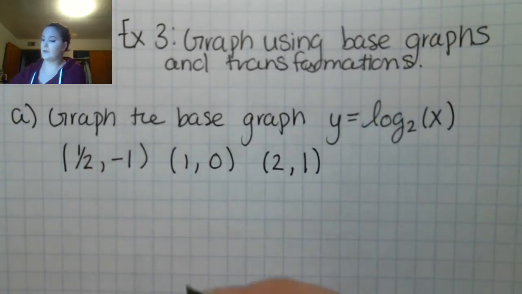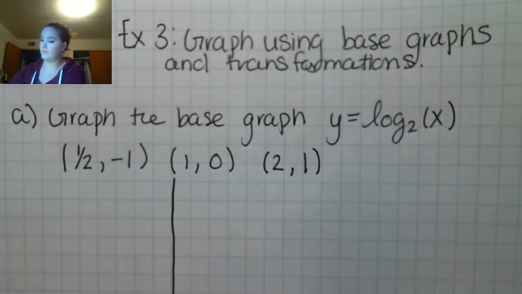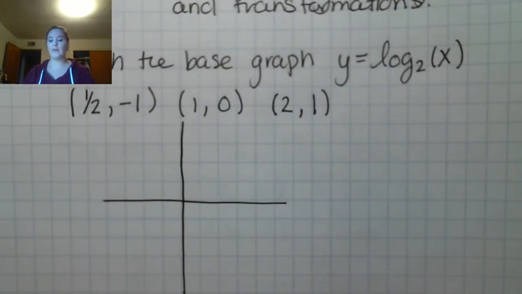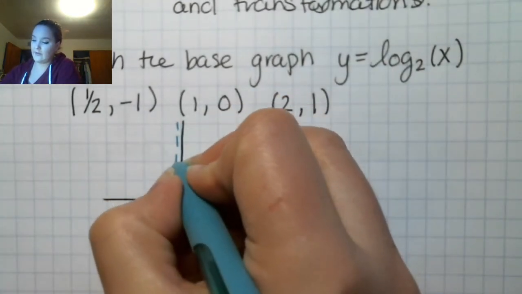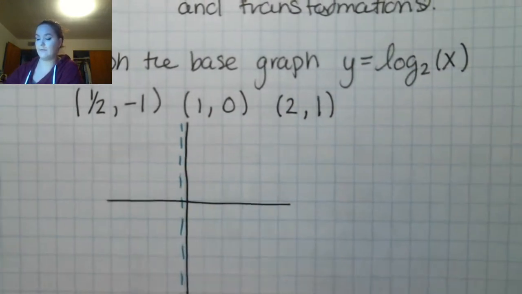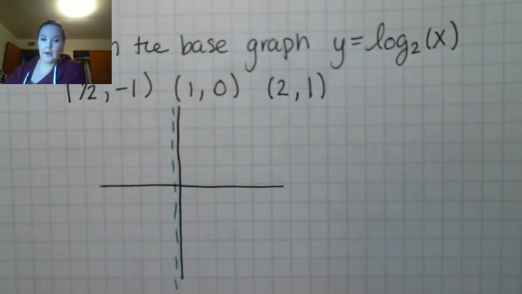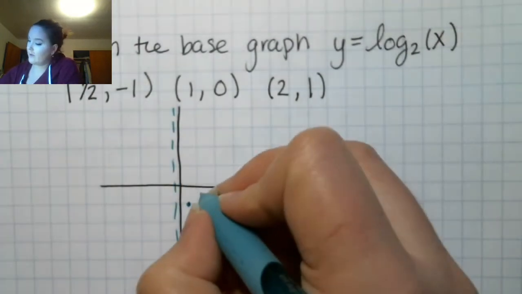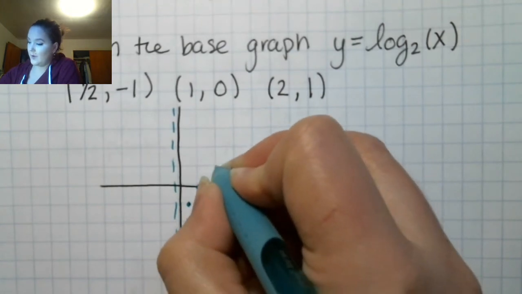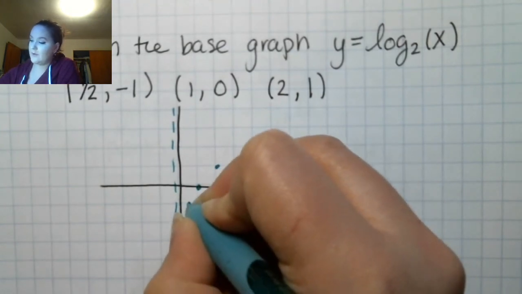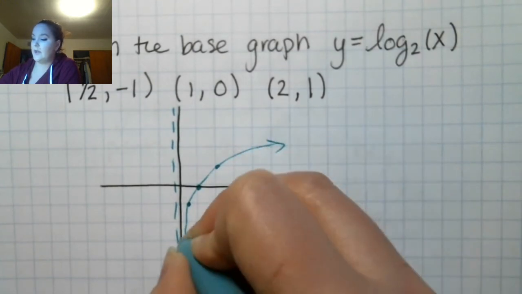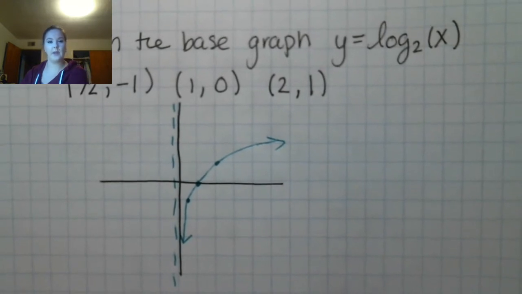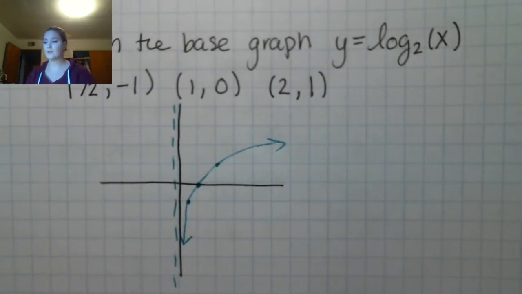Okay, so let's look at our base graph here. We're going to have that vertical asymptote, the line that the graph doesn't cross, here along the axis. Then we have 1/2, negative 1, 1, 0, and 2, 1. So the basic shape of our graph is going to look like this. All right, let's look at some transformations of this graph.